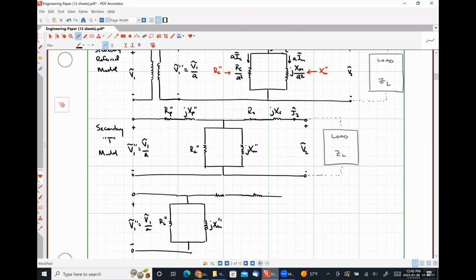This resistance is going to be RS in series with RP double prime. So that's going to look like RP over A squared plus RS. Similarly, we're going to have jXP over A squared plus XS here. And we're going to call this REQS. We're going to call this XEQS. Equivalent resistance referred to the secondary side, equivalent reactance referred to the secondary side.